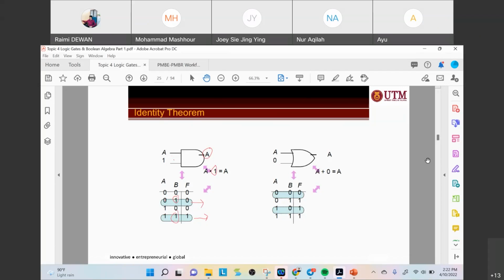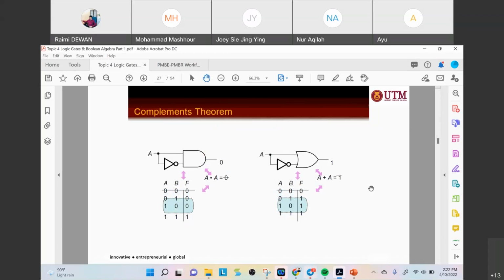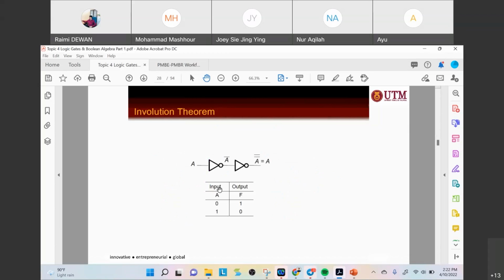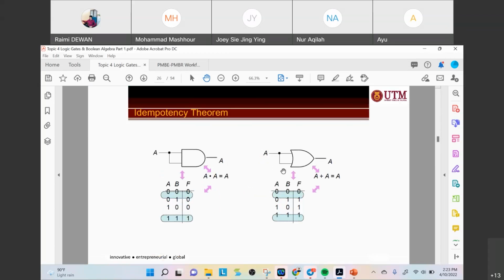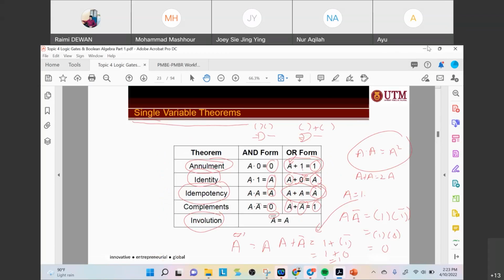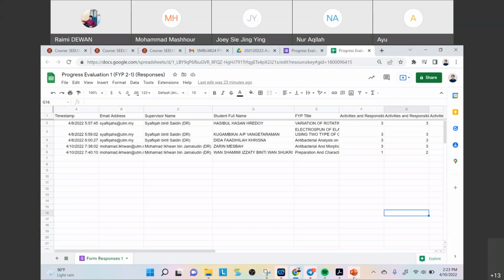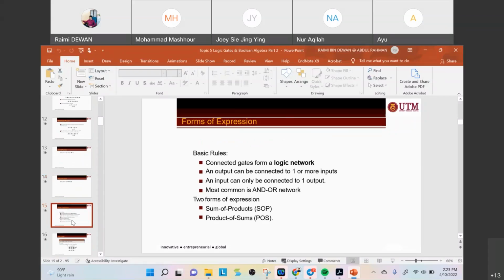And then for the OR case, A plus 0 equals A. You see there is always 0 for B. Regardless of the value of A, the output will be the same as the input, so 0 gives 0, and 1 gives 1. So this is how you explain it in logic gates. I think this is quite self-explanatory. If you don't understand, please ask. So we finish with that, the single variable theorem, the last part of topic 4.